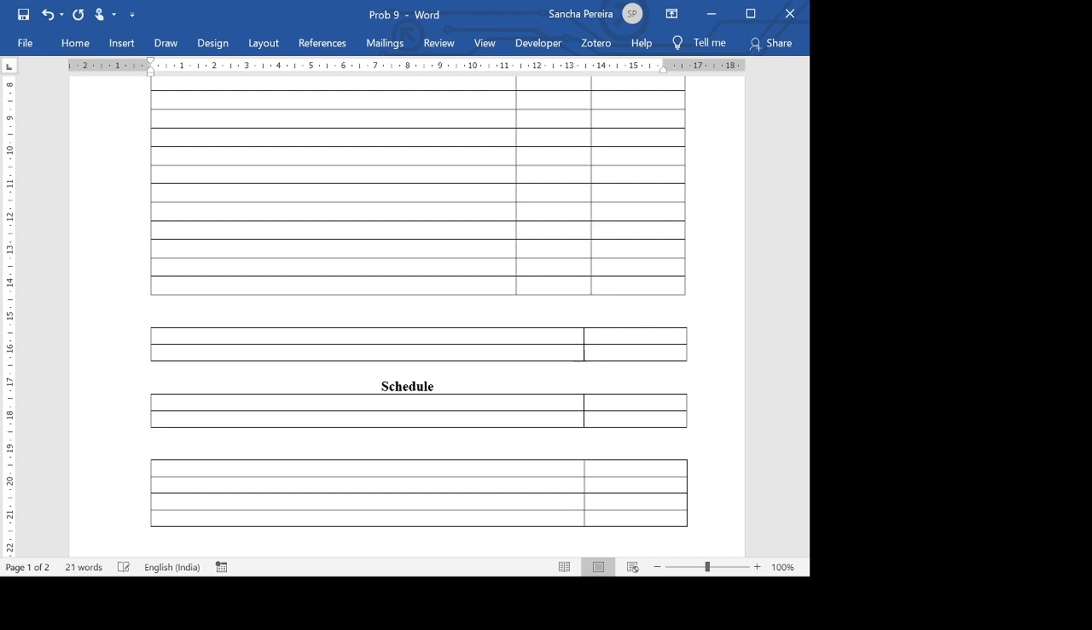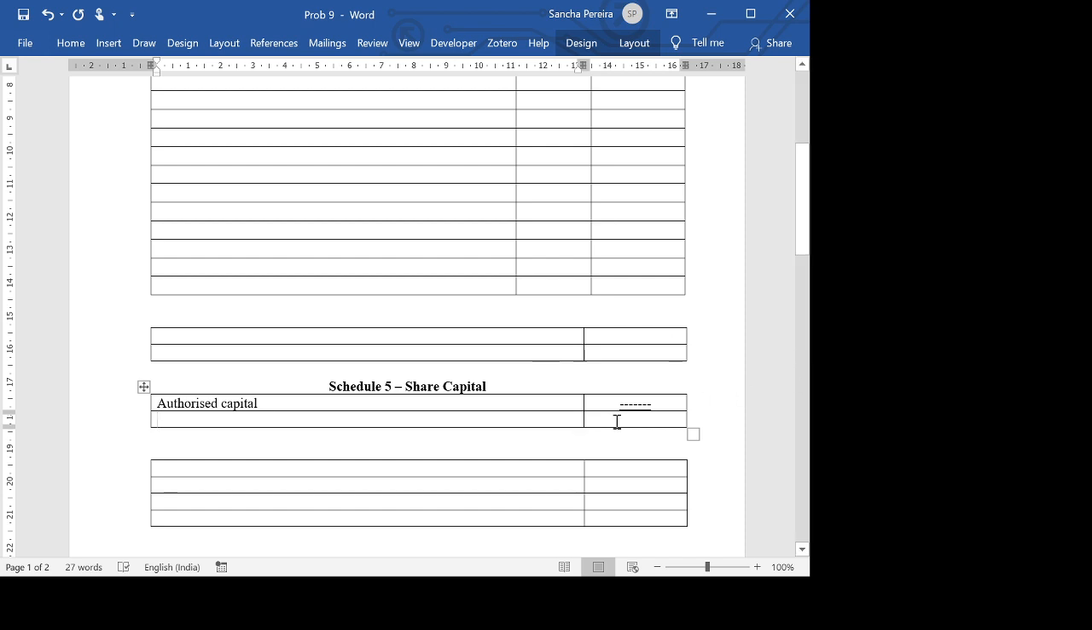Schedule 5, share capital. Now they've not given us the authorized capital, but we just write the authorized capital and we put it as dash. We cannot put it as nil because there is authorized capital. Only thing we don't know about it. When we say it as nil, that means we are acknowledging that there is no authorized capital, which cannot be true. Only thing we have not been given the information, so we put it as a dash. There's a difference between a dash and nil. So don't put it as nil.